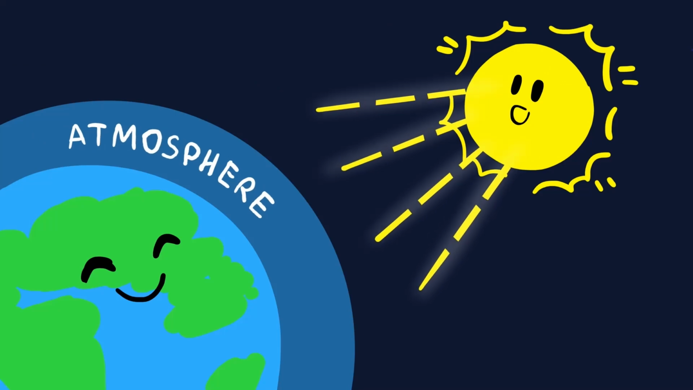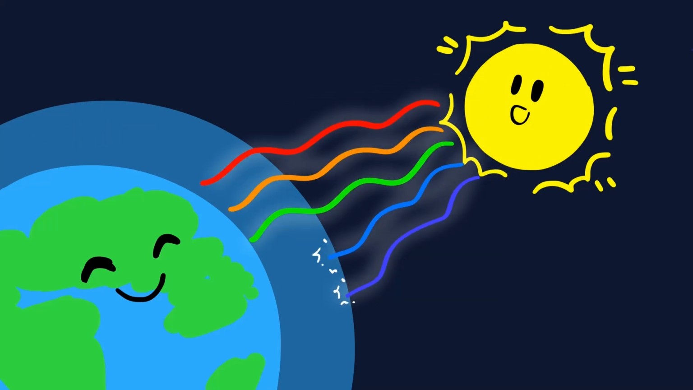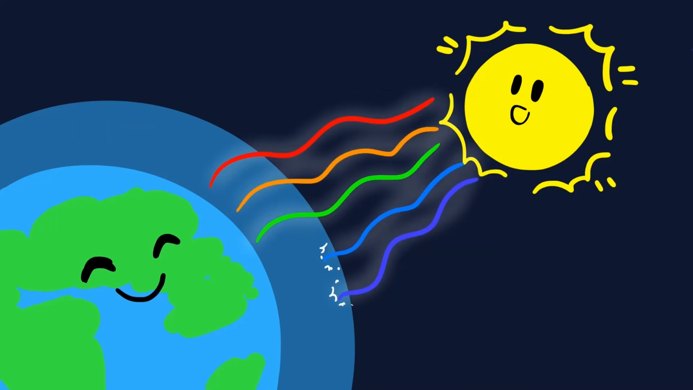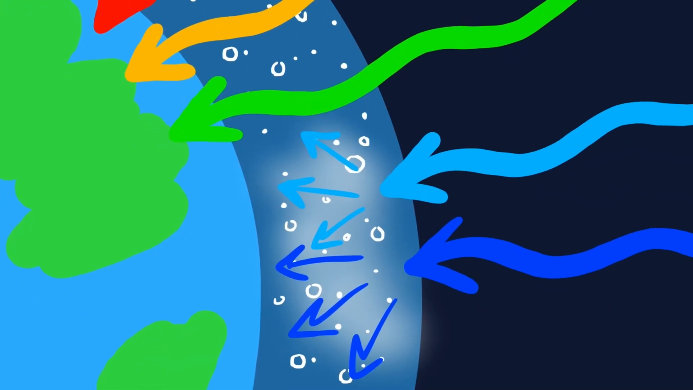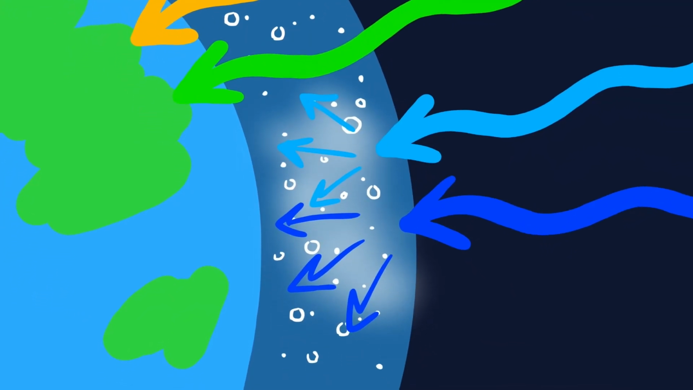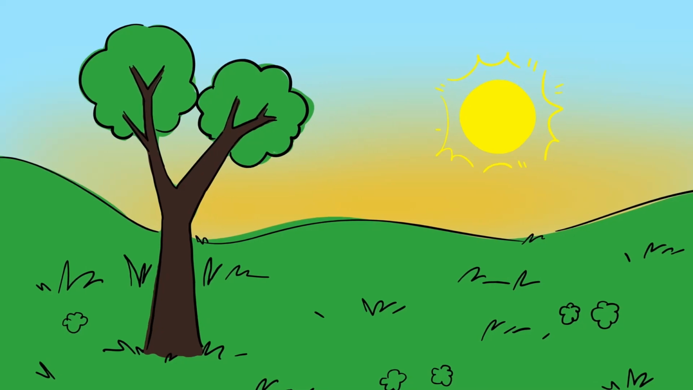When sunlight enters Earth's atmosphere, it meets tiny gas molecules. Blue light scatters more than other colors because it has shorter, smaller waves. That's why the sky looks blue.